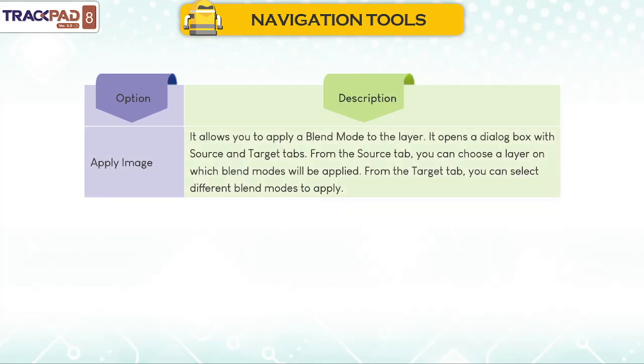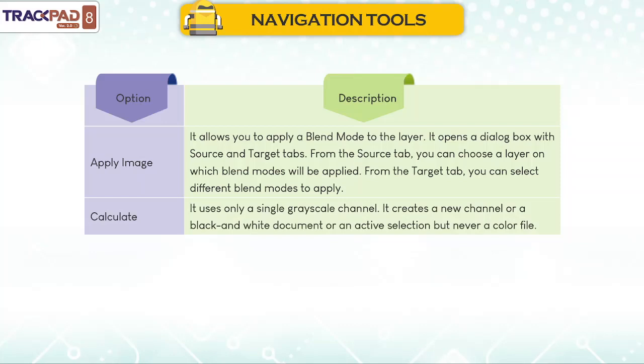Apply Image. It allows you to apply a blend mode to the layer. It opens a dialog box with source and target tabs. From the source tab, you can choose a layer on which blend modes will be applied. From the target tab, you can select different blend modes to apply.